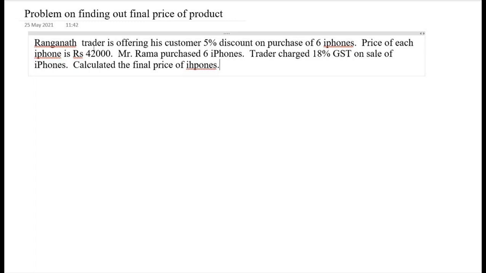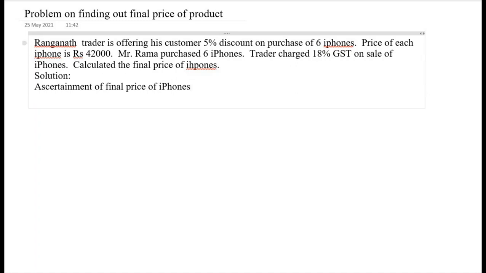So this is a very simple question here. The price of the iPhone is rupees 42,000 per iPhone. So 6 iPhones are purchased here, and the trader allows a 5% discount here. So now let's find out. Solution: ascertainment of final price of iPhones.